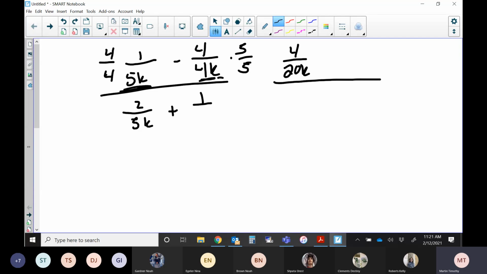It's like I'm unsimplifying the fraction. If you notice, 4 over 4k is really 1 over k. Well, same thing with 20 over 20k. It's really just 1 over k. Why? These two numbers are the same exact number. I just changed the way they looked for a second.